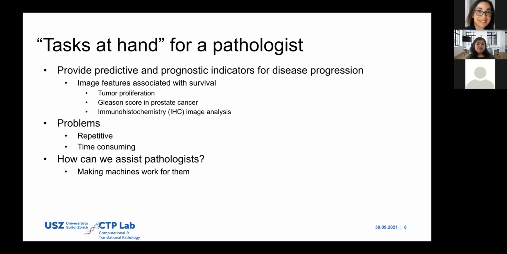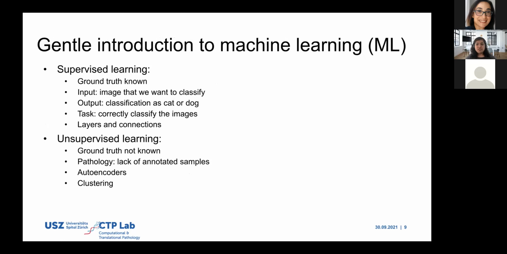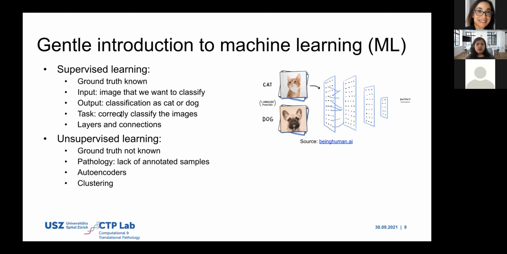But as we saw, a pathologist has many tasks at hand, and some of these tasks are repetitive and time-consuming. So how can we really assist pathologists? By making machines work for them. Before we do that, I want to tell you what machine learning is. There are two broad types of machine learning: supervised and unsupervised. There are many types, but broadly classified. In supervised learning, we have the ground truth known, and we have a paired data set.